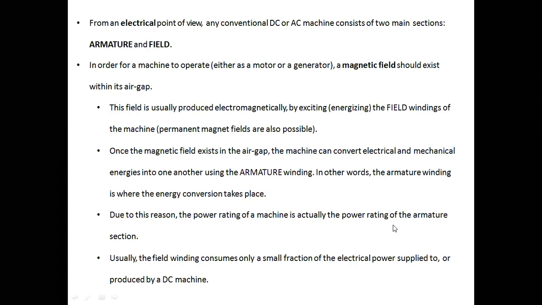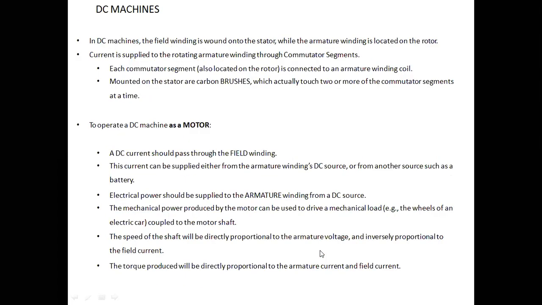So here we can say the field winding consumes only a small fraction of the electrical power, and it is used to produce that voltage. It allows the DC machine to produce that EMF. So here we are going to see how a DC machine will work as a DC motor and how it will work as a DC generator.